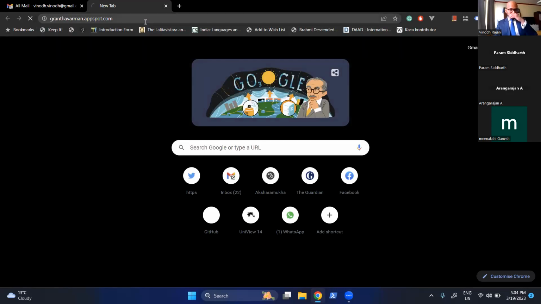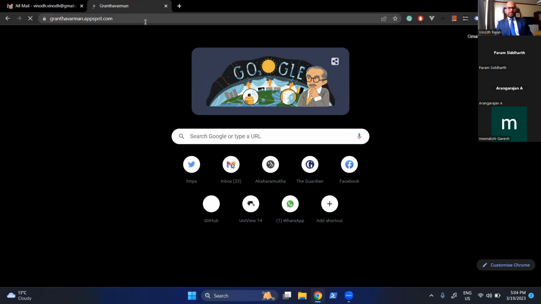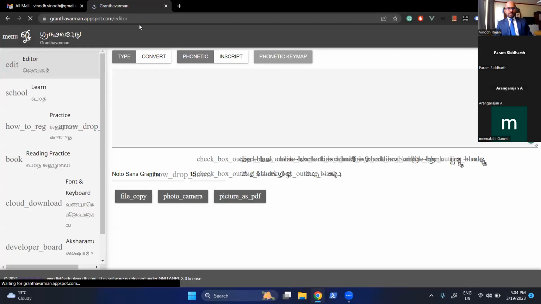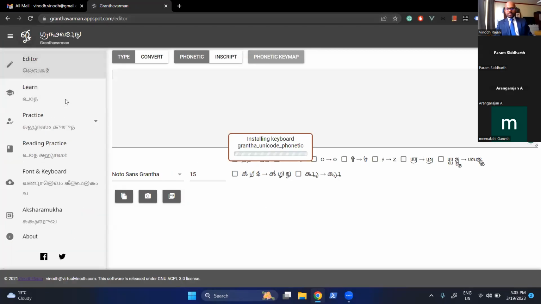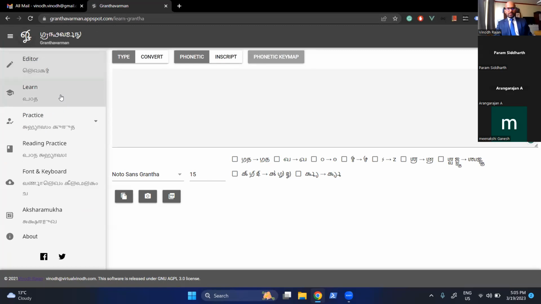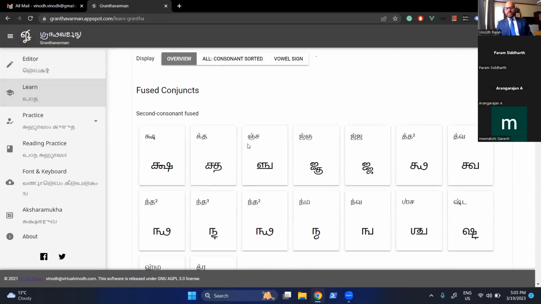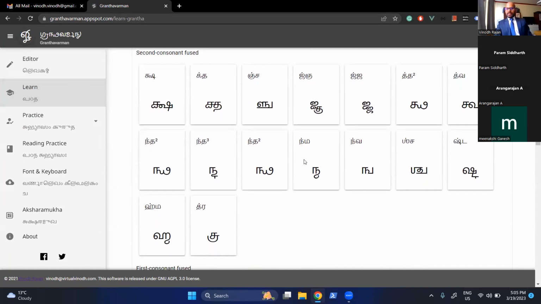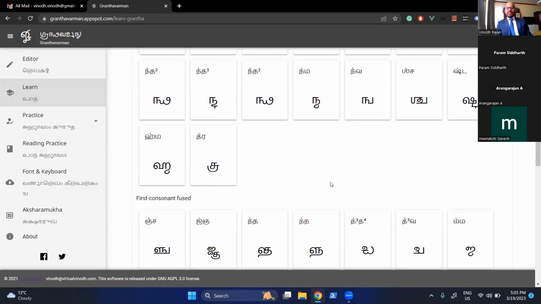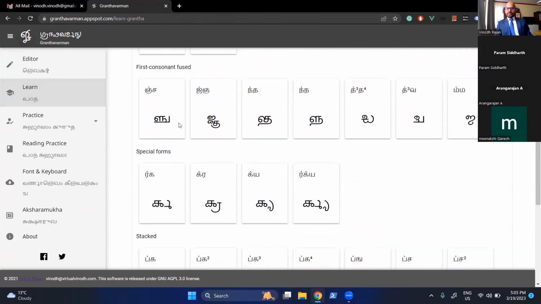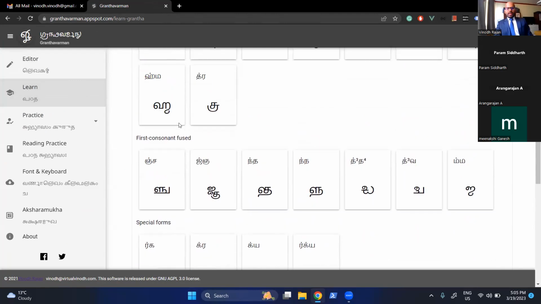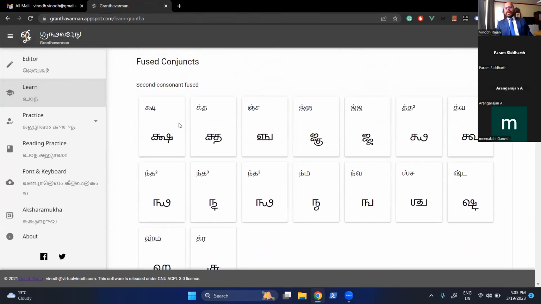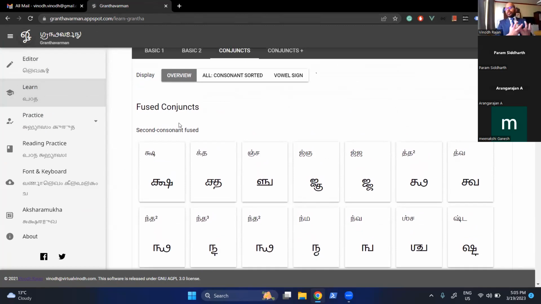So you can go to Granthavarman. See the conjuncts. You can see all the side by side conjuncts, right? Ksha, ta, cha, gnya, ja, ta, da, tha, ma, hma, right? In most cases, the individual components are very obvious, right?